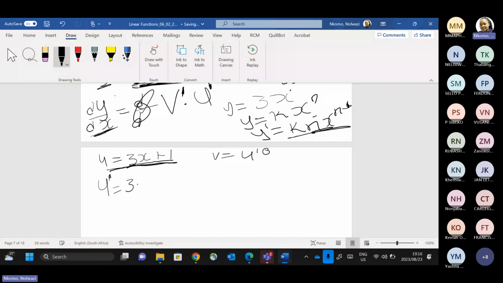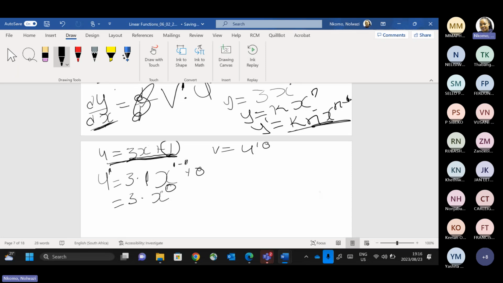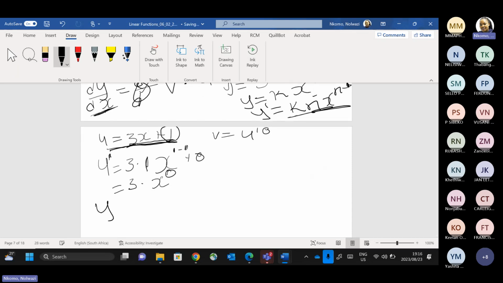If we do that, we'll have 3 times 1, x to the power 1 minus 1. We said the derivative of a constant is 0, so we have plus 0. And 1 minus 1 is 0, so we have 3 times x to the power 0. X to the power 0 is 1, so this is the same thing as 3. This means our u prime is equal to 3, right?